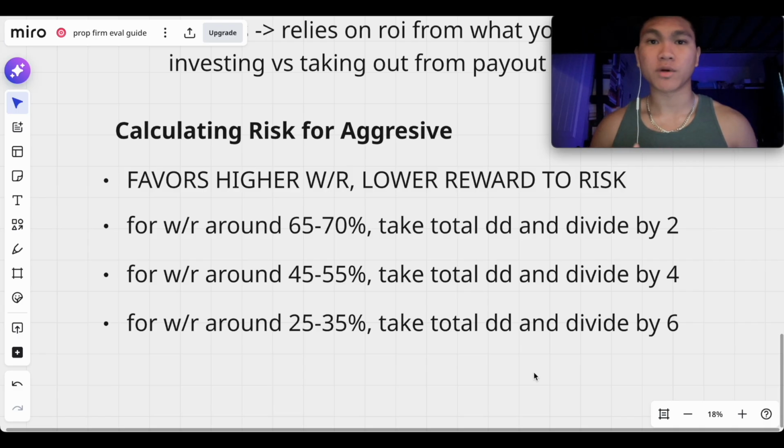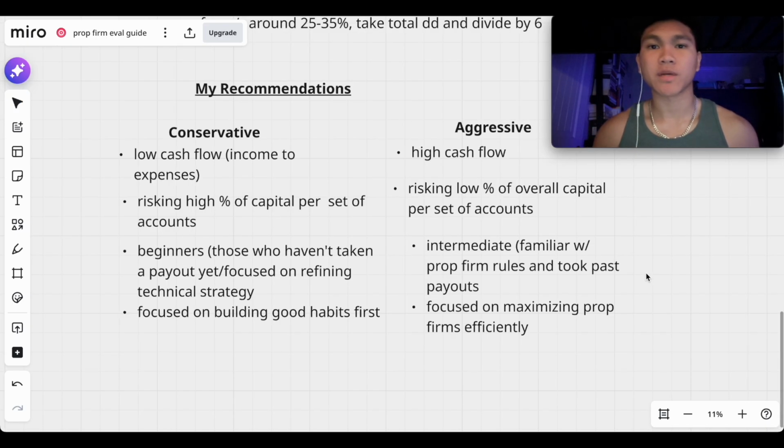If you have a win rate of around 45 to 55%, in other words, a coin flip, take your drawdown and divide it by 4. And lastly, if you have a win rate of around 25 to 35%, so maybe you're winning 1 in every 3 or 1 in every 4 trades, then I recommend taking your total drawdown and dividing it by 6. In each of these examples, you are most likely going to have at least one winning trade per set of evaluation accounts.